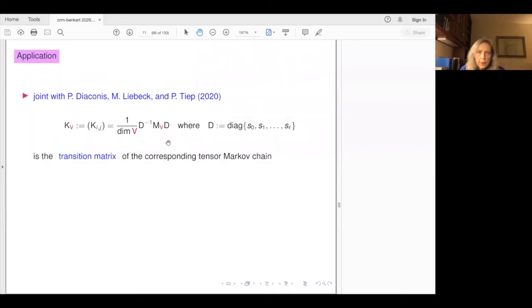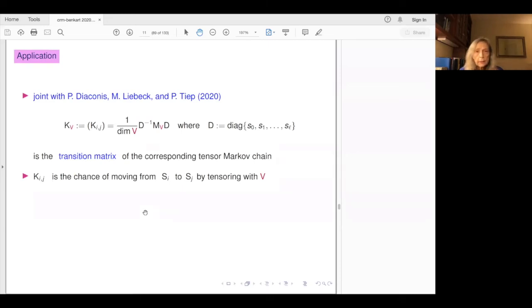So I'm going to think about this a different way here. This is the transition matrix of a tensor Markov chain. And this ij entry of this matrix is the chance of moving from Si to Sj by tensoring with V.